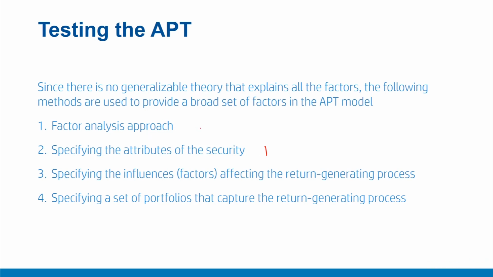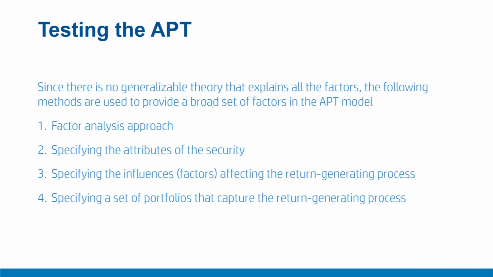Since there is no generalizable theory that explains all the factors, a number of mathematical approaches are available. For example, the factor analysis approach, or specifying the attributes of security like dividend yield, beta and so on, or specifying the influences like some industry or sector specific influences that affect the return generating process, that is single or multi-index models, or specifying a set of portfolios that capture the return generating process. So there are certain approaches. We'll discuss these approaches in the next set of videos.